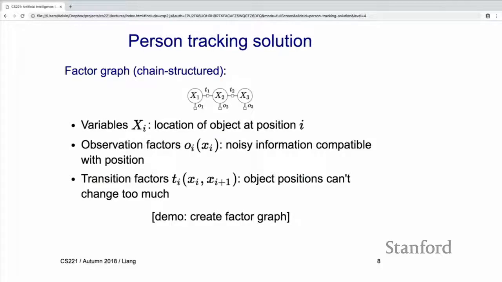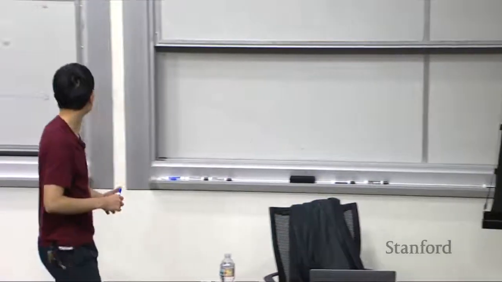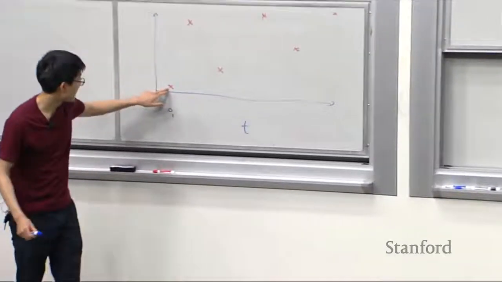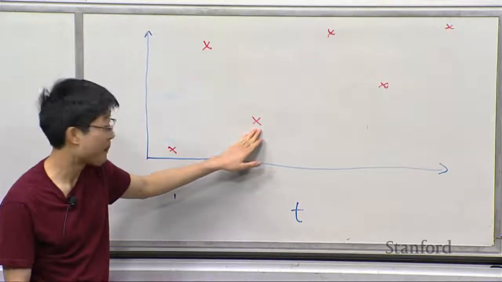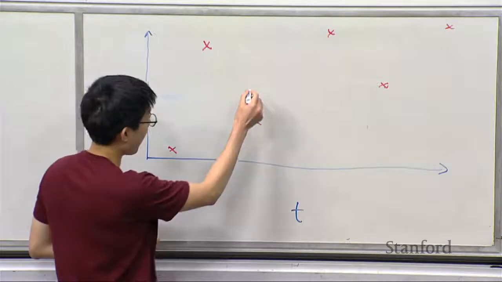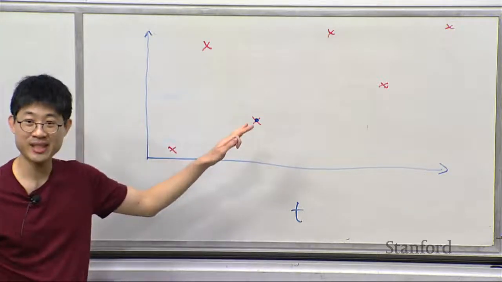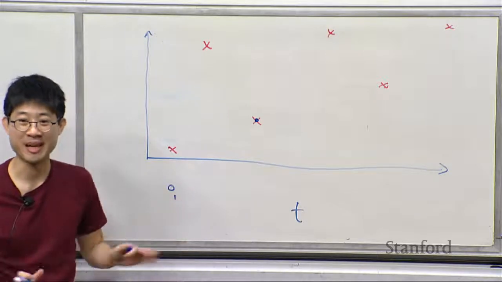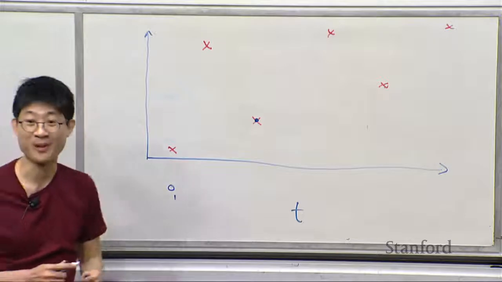Yes? For the factors O1, when would they take a high value, and when would they take a low value? Okay, so let's look at O2, at this point right here. If I set x2 to be exactly on top of the observed position, then the factor is as happy as it possibly can be. And as I move it farther away, you can imagine the value decaying to 0.